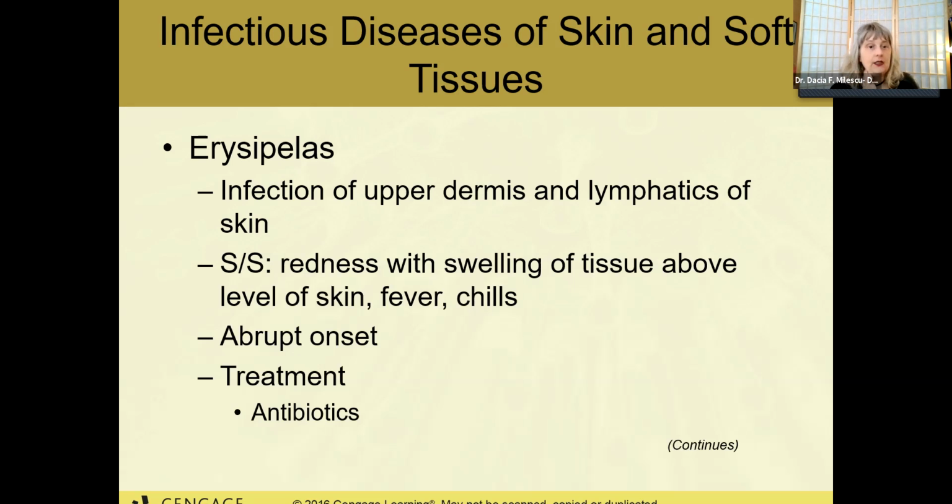Redness and swelling over the tissue above the level of the skin. So it's kind of like raised. Unlike cellulitis, which is flat, erysipelas looks like a hill. There's fever and chills. There's abrupt onset of erysipelas, and the treatment is antibiotics.